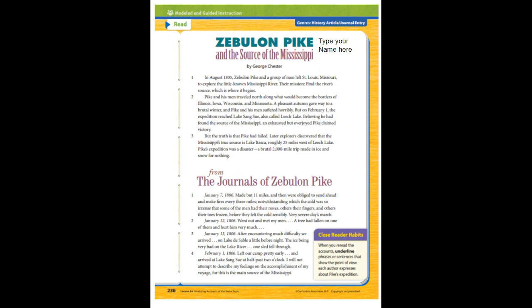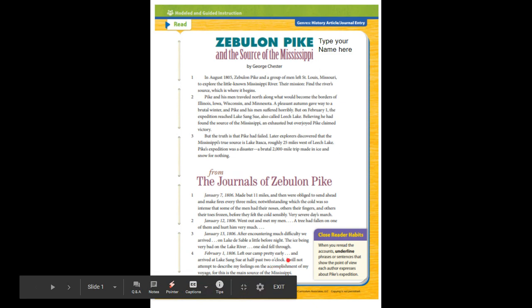Paragraph 3, January 13th, 1806, after encountering much difficulty, we arrived on Lake DeSable a little before night, the ice being very bad on the river. One sled fell through. And then I want us to look at paragraph 4, which is February 1st, 1806. Left our camp pretty early and arrived at Lake Sang Soo at 2:30. I will not attempt to describe my feelings on the accomplishment of my voyage, for this is the main source of the Mississippi.